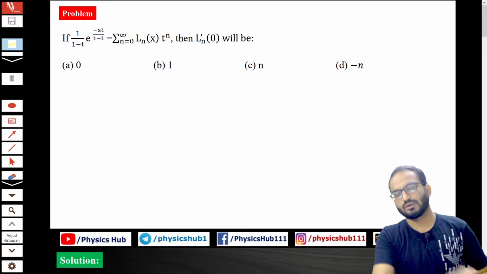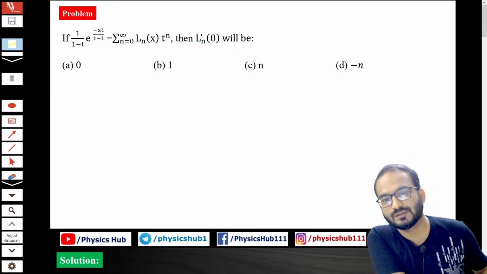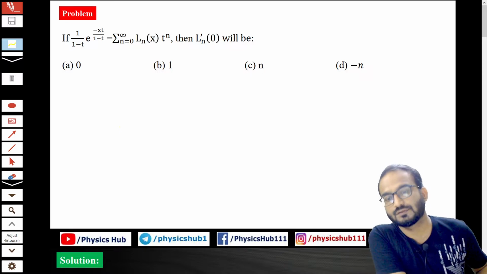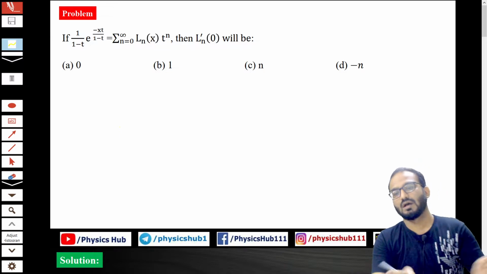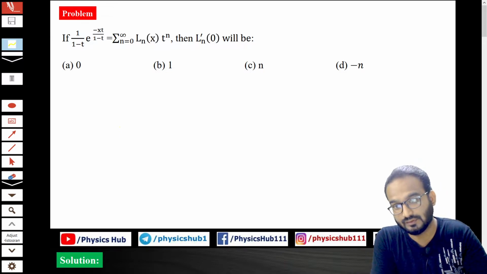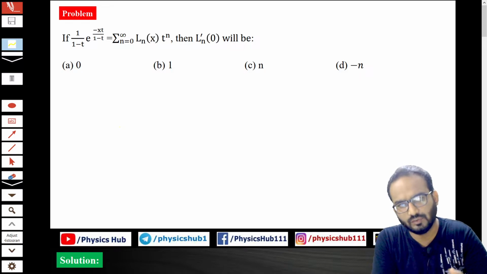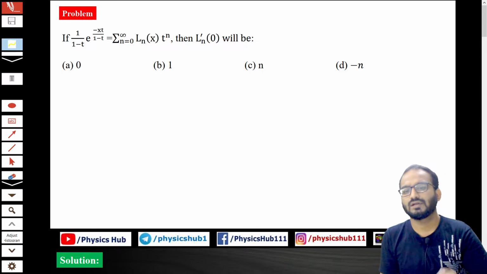As you can see the problem: if 1 by (1 minus t) to the power minus x, exponential of minus x t by (1 minus t), is equal to this, then L_n prime of 0 will be. I think all of you are aware about this L_n. L_n is the Laguerre function, or Laguerre polynomial, I can say. So let us solve this problem.